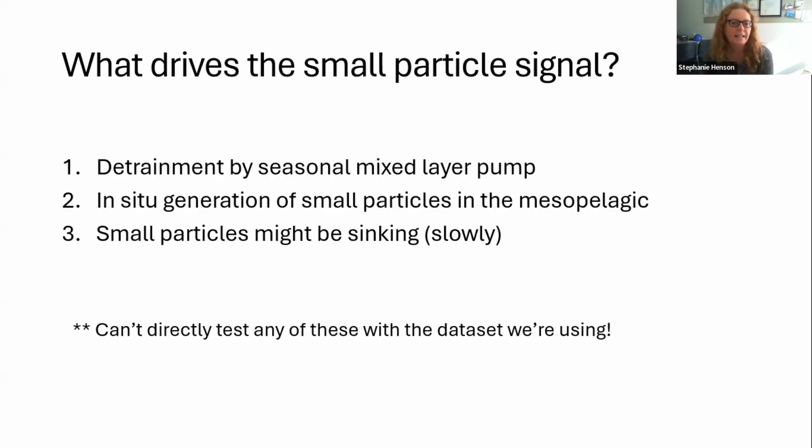We can't directly test any of these hypotheses with the data set we're using because we're just relying on the BGC Argo data, not doing anything fancy with it. So we can't directly test any of these, but it's interesting to look at some of these hypotheses and see if there's some we can rule out and some which seem more likely.